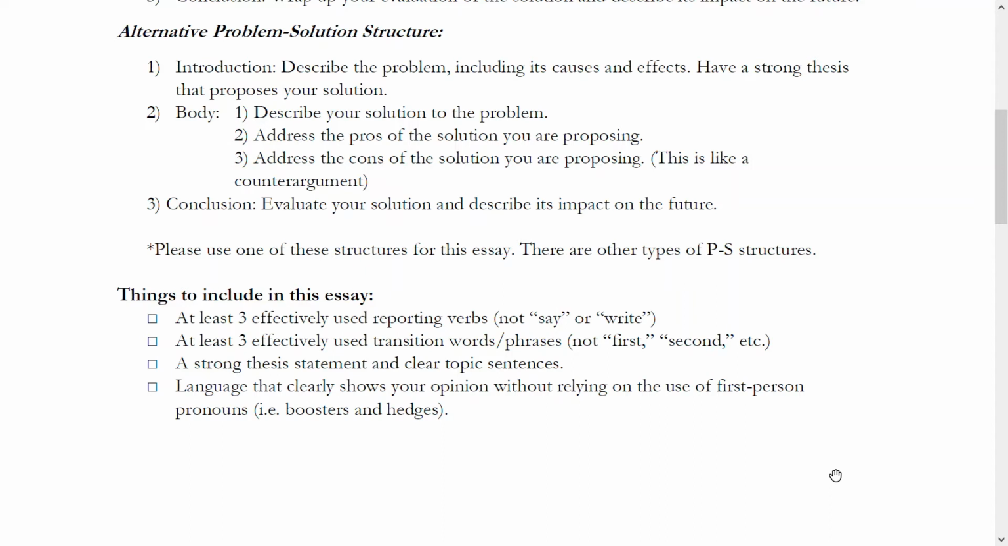All right, the last one is language that clearly shows your opinion without relying on first-person pronouns. So I want you to use things like certainly, obviously, possibly, maybe, things like that to show whether you're really strongly believing this or you're not so sure without having to say, I think, I believe, in my opinion, that kind of thing. All right, so that is the structure.